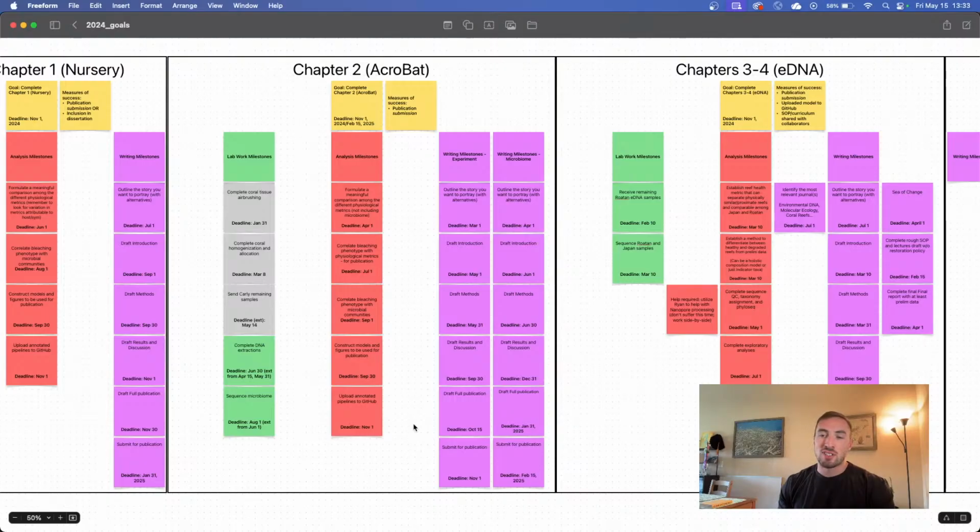How many chapters do most PhD theses have? Most are like 3 to 4. Mine was 1 literature, so like the introduction, and then it was 3 data chapters. So in total, mine was 4.